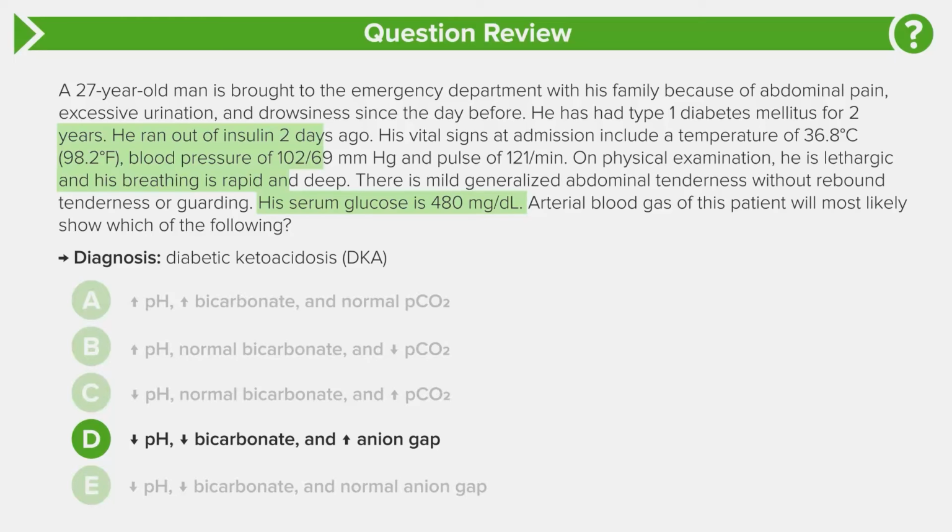Now, when looking at the ABG of diabetic ketoacidosis, we're going to see an anion gap metabolic acidosis. Memorize that. Now, the anion gap, again, is due to the production of the keto acids, and those are going to be beta-hydroxybutyrate, acetone, and acetoacetate.